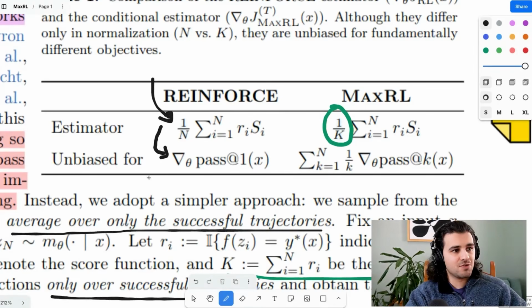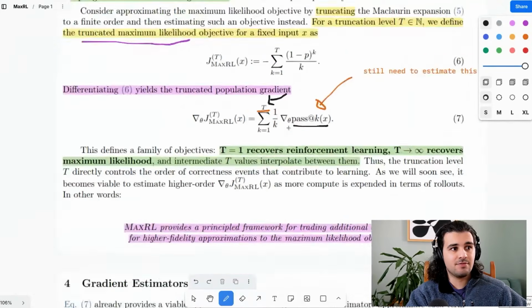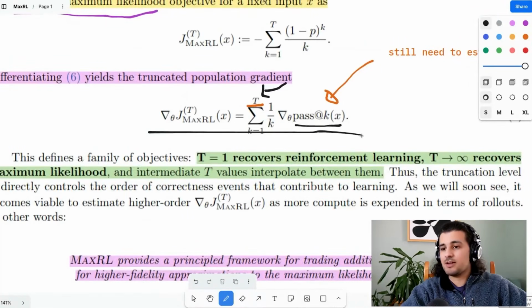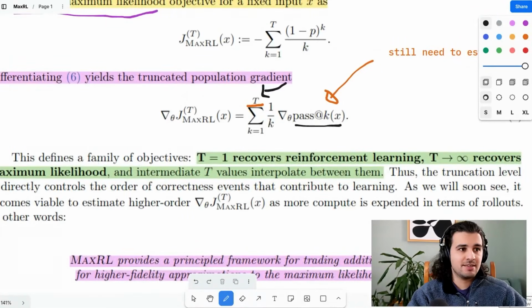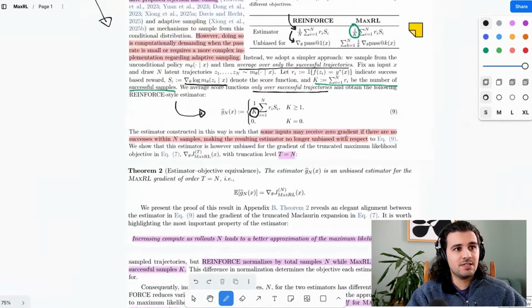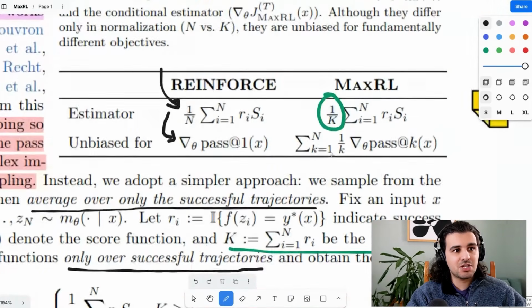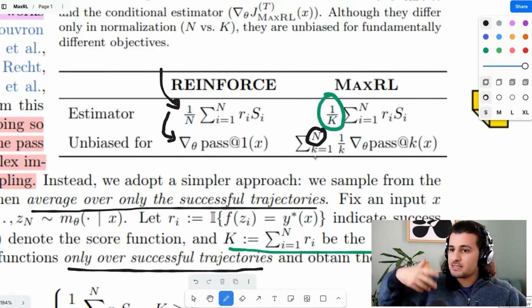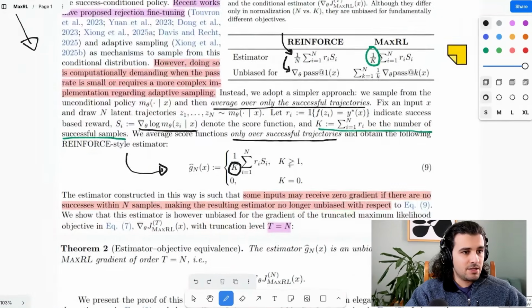This is unbiased for pass at 1, but this, because of the derivation that we saw, is unbiased for this quantity over here. This is the MaxRL that we're trying to get to. And you see over there it's a summation up until n. So we're saying that our T, the truncation, is related to the number of samples we're getting per rollout. So that's the overall idea.